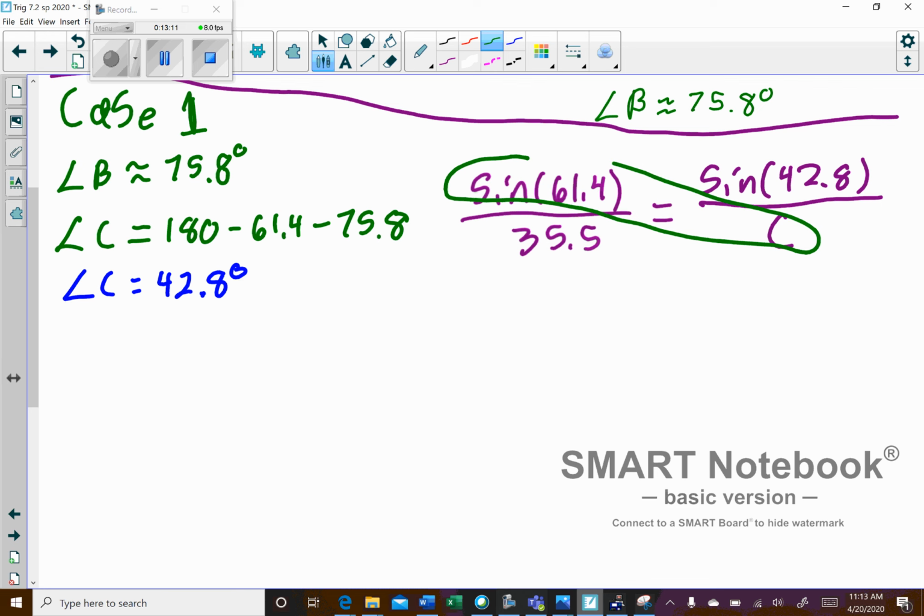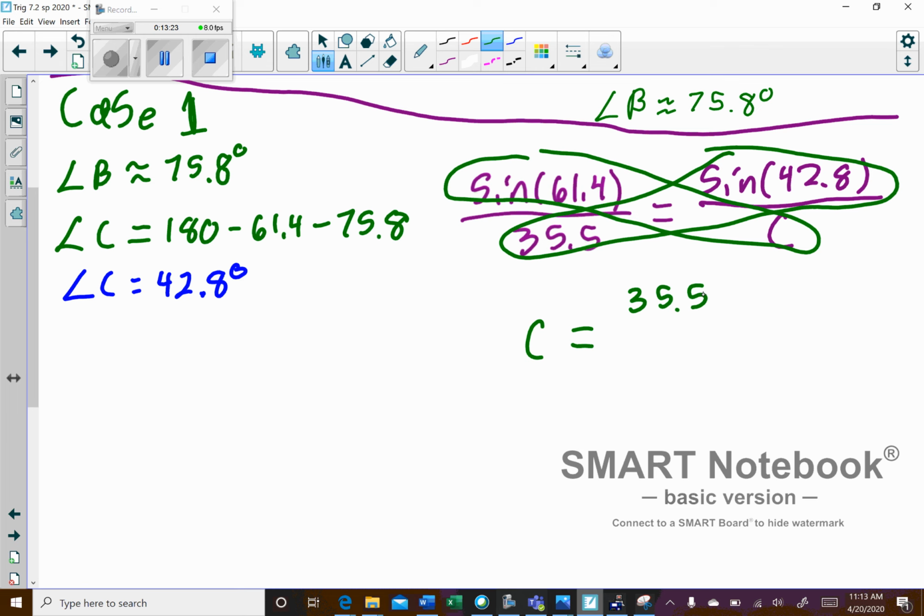So I'm going to multiply this together, and then divide by sine of 61.4. So what's going to happen here is I'm going to end up getting C equals 35.5 multiplied by sine of 42.8, because C is getting multiplied by sine of 61.4. So I'm going to divide that on both sides. So now that gets divided by sine of 61.4. Okay, so hopefully you see all the algebra that's occurring there.